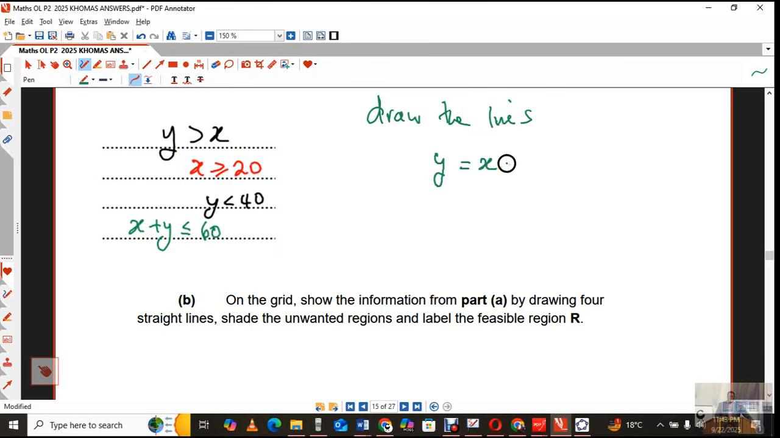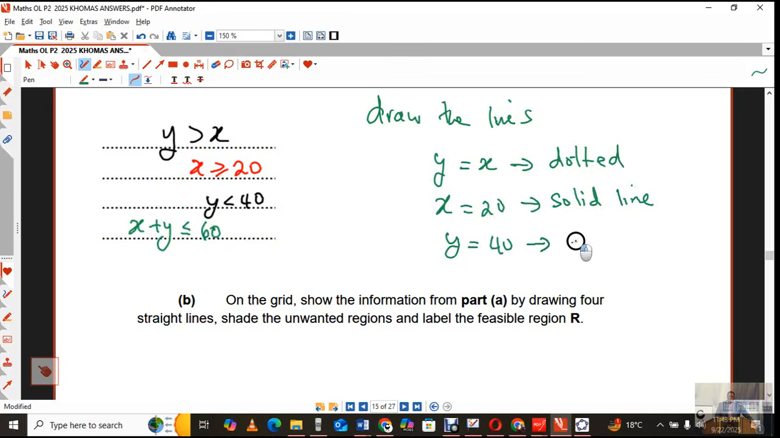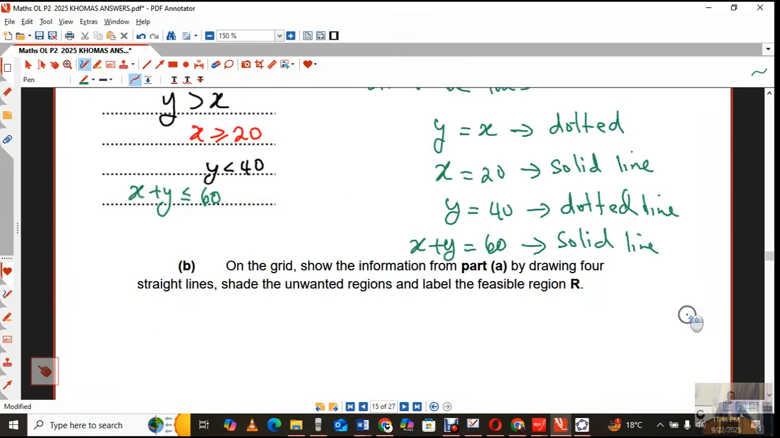Y equals X, but it's important that you know that this line will be a dotted line because of the inequality just being that. We're going to draw the line X equals 20. This is going to be a solid line. We're going to draw the line Y equals 40. This one will also be a broken line or a dotted line. And this one, X plus Y equals 60. This one will be a solid line. So those are going to be the lines that I'm going to be drawing over here.